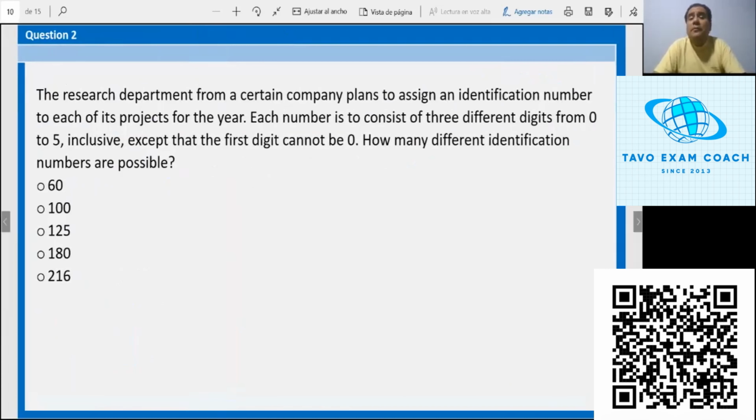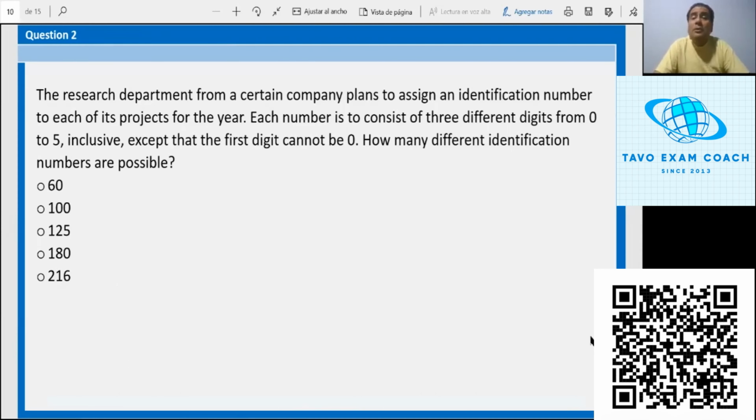The research department from a certain company plans to assign an identification number to each of its projects for the year. Each number is to consist of 3 different digits from 0 to 5 inclusive, except that the first digit cannot be 0. How many different identification numbers are possible?